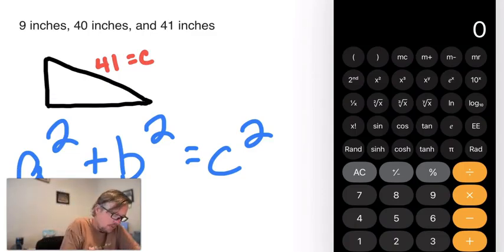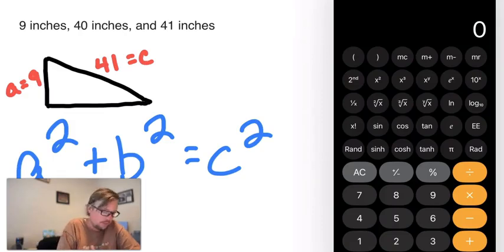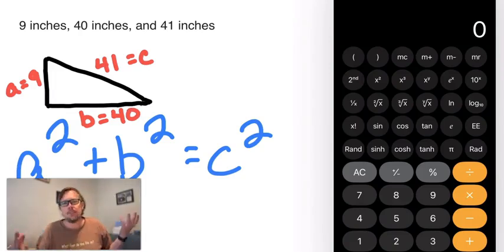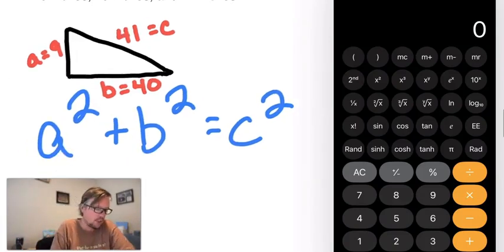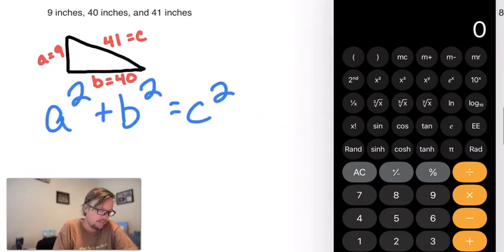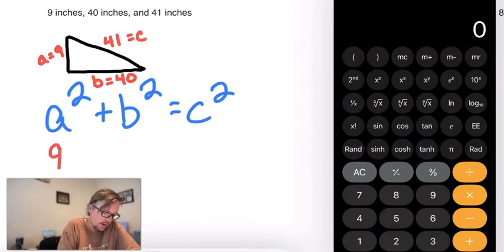So I'm going to make this one the 9 just because in the picture I drew that side looks a little shorter. This is going to be the 40, and I'll just call those a and b. So now all I'm going to do is see if I plug those into the Pythagorean theorem, do I end up with a statement that is true? In other words, is 9 squared plus 40 squared equal to 41 squared?